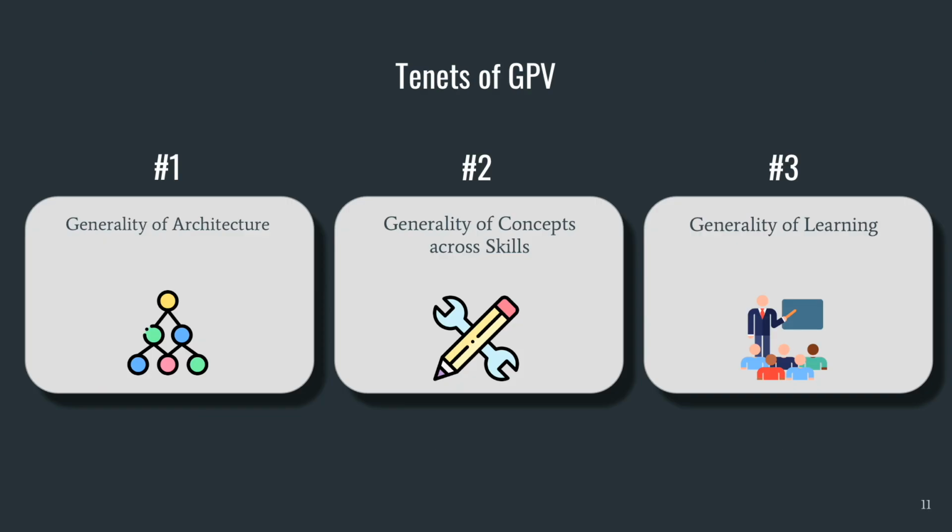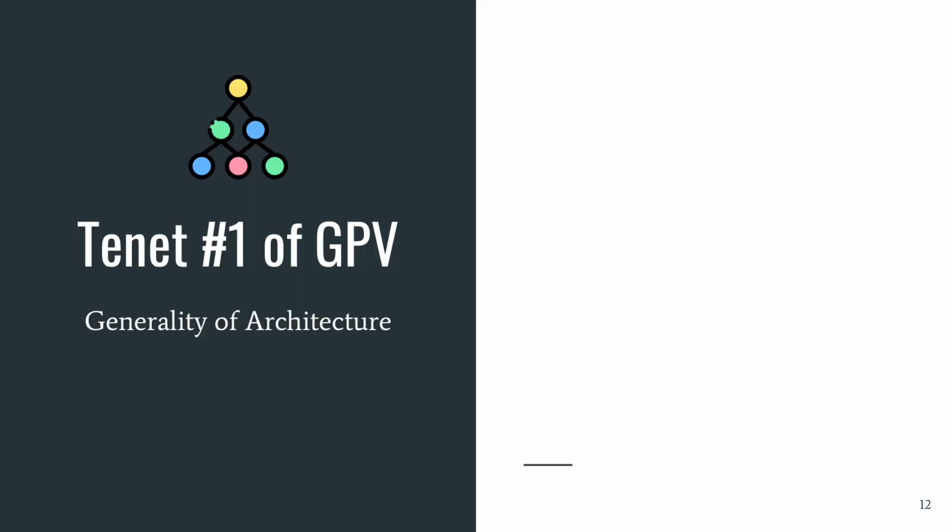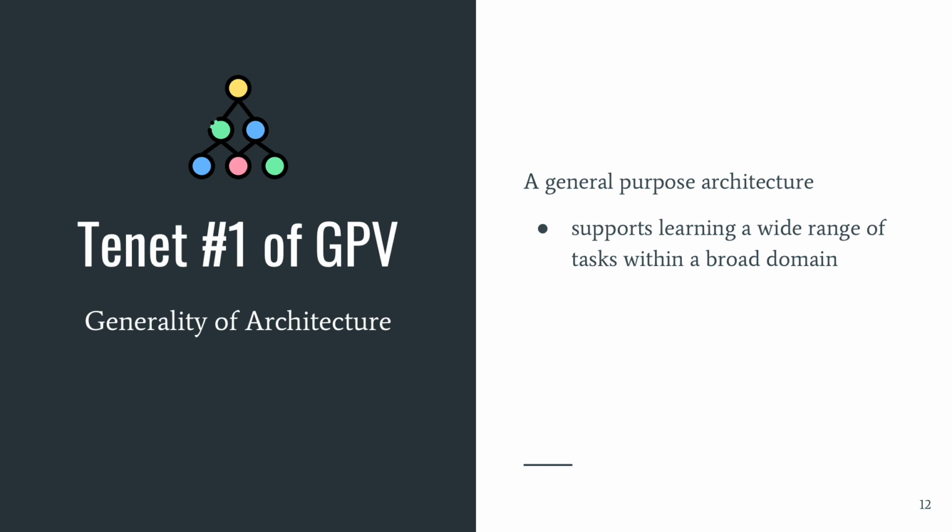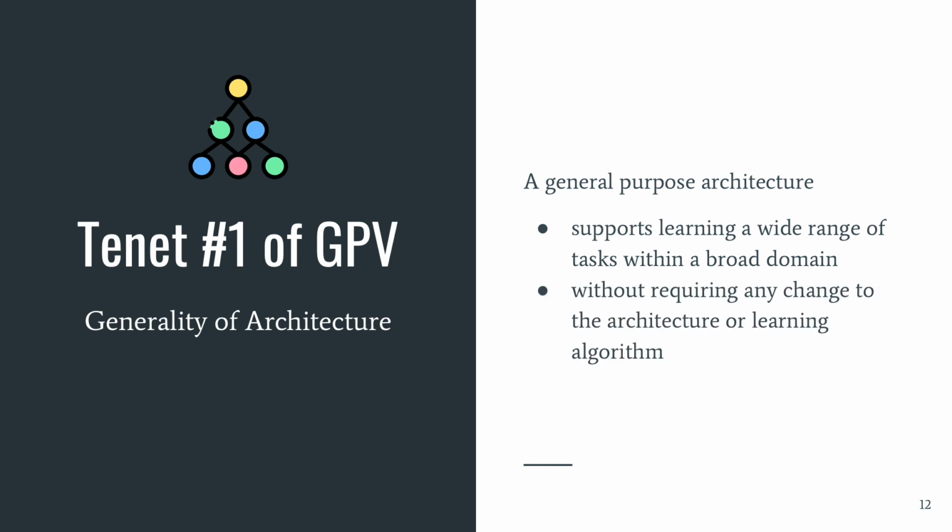Now that we understand the motivation behind general-purpose vision systems, or GPVs, it is time to define a set of guiding principles for building such systems and measuring progress towards this grand goal. Here, we have defined three tenets of GPVs, namely generality of architecture, generality of concepts across skills, and generality of learning. Let us look at them one by one. The first tenet is generality of architecture, which says that a general-purpose architecture should be able to support a wide range of tasks within a broad domain without requiring any change to the architecture or learning algorithm.